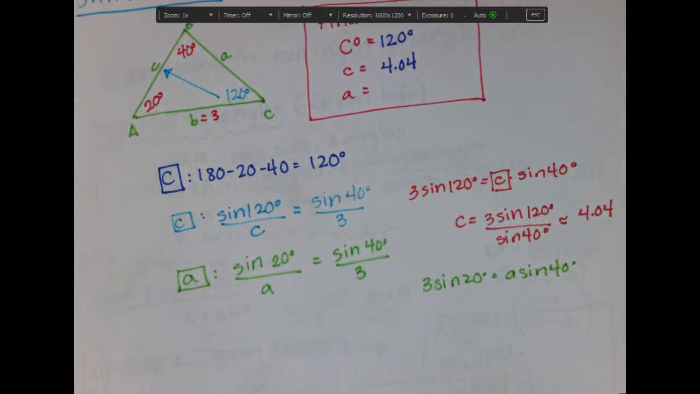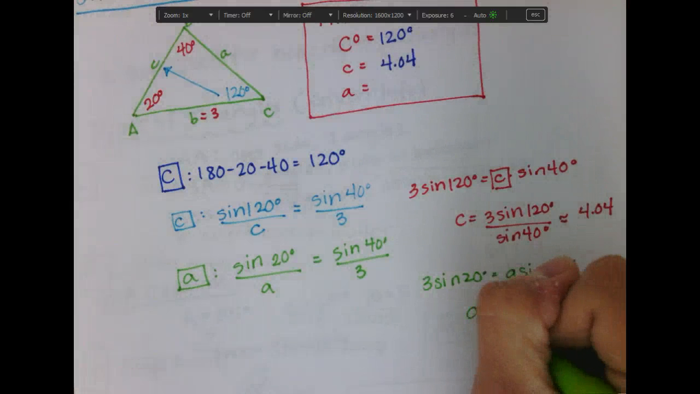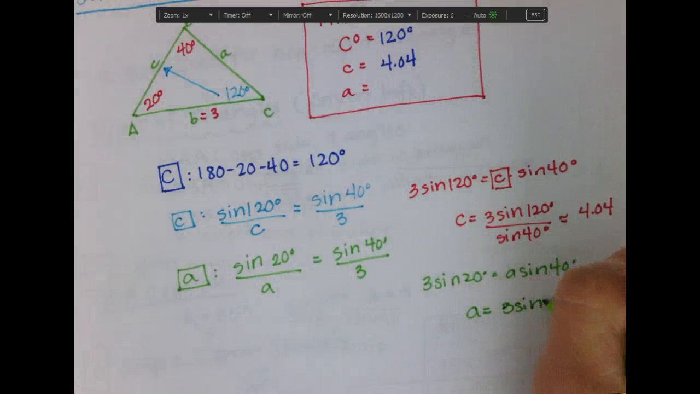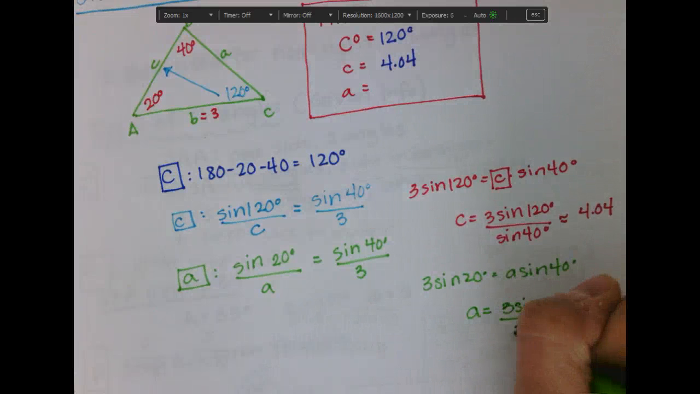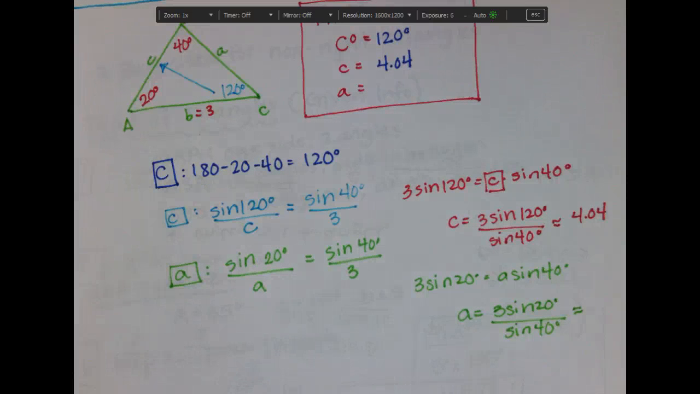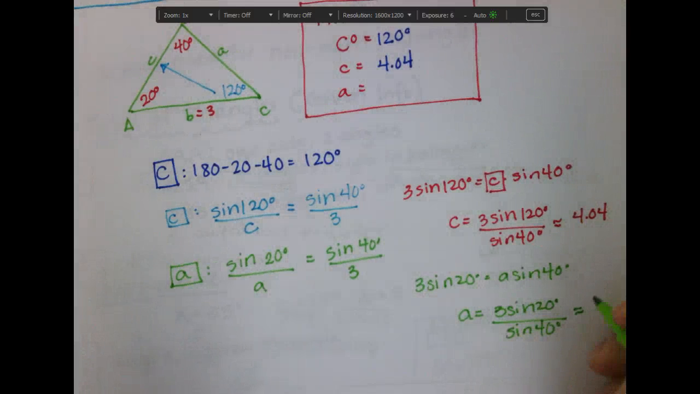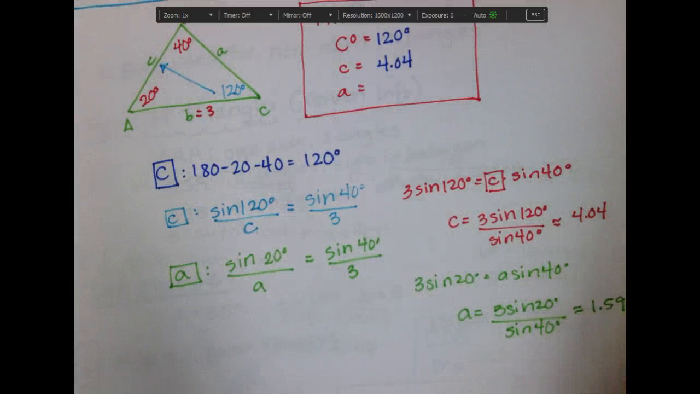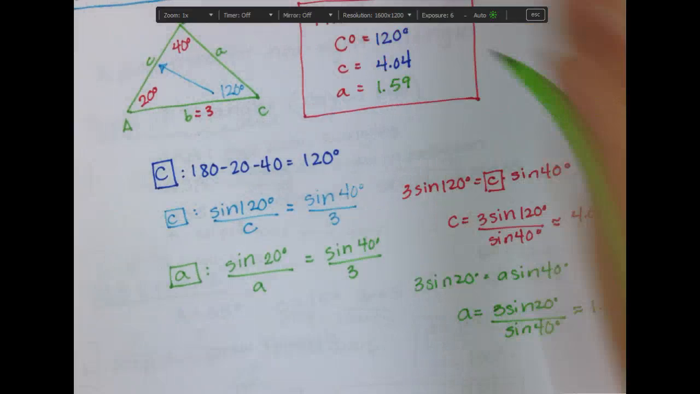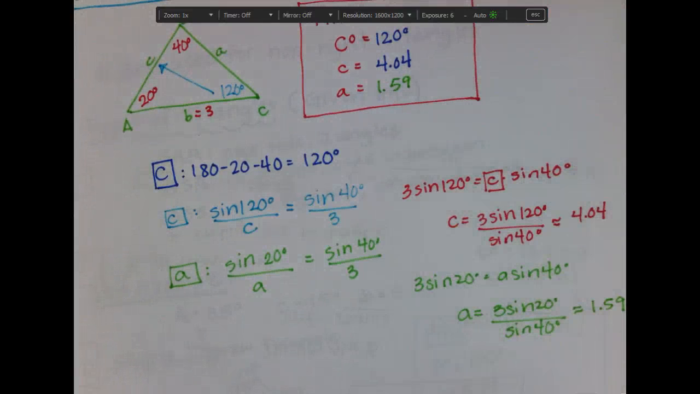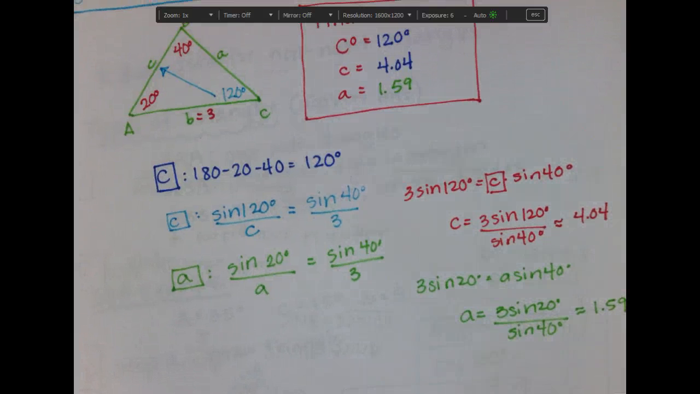And then divide to isolate the variable. So A will be 3 times the sine of 20 degrees divided by the sine of 40 degrees. And you'll want to use your calculator to approximate the value, 1.59. Okay, so you can see that it was pretty much the same thing in terms of solving the 2 angle and 1 side triangles, no matter the order that they're in.